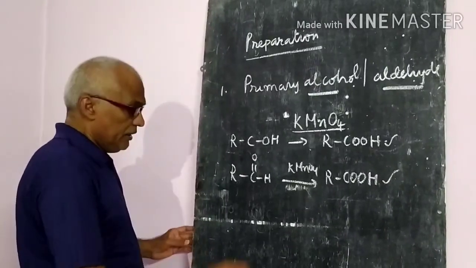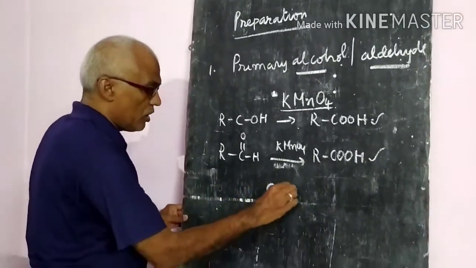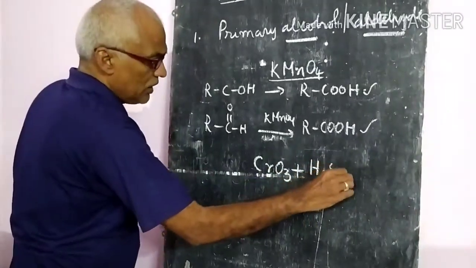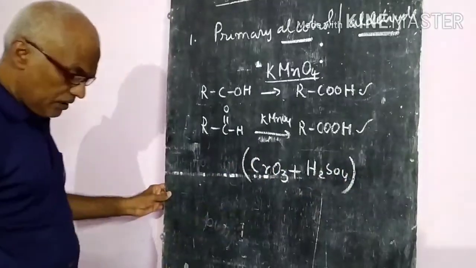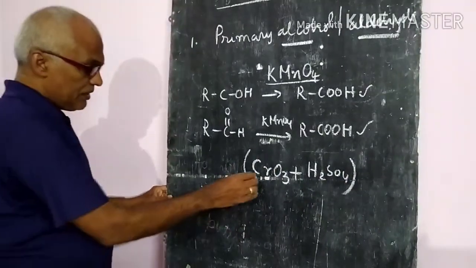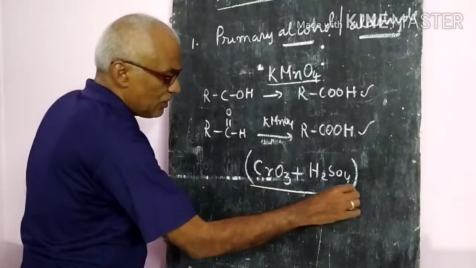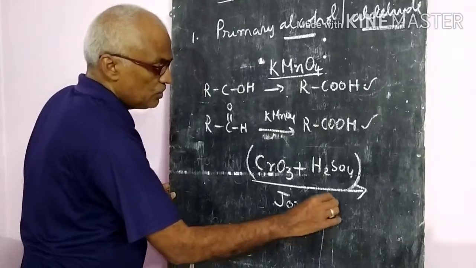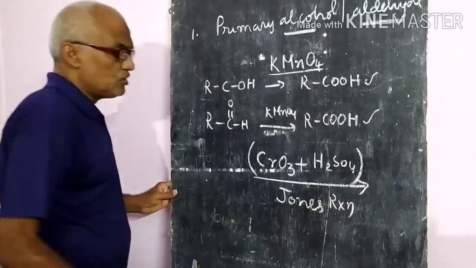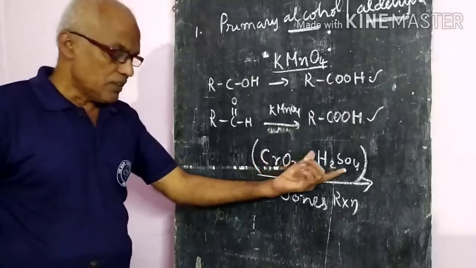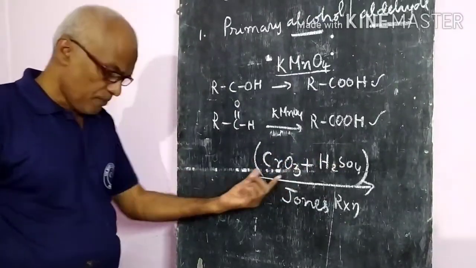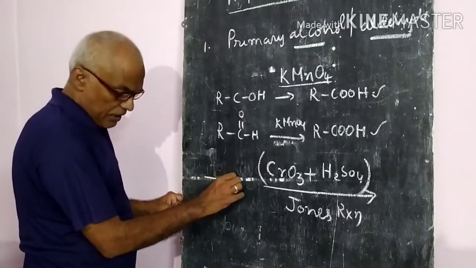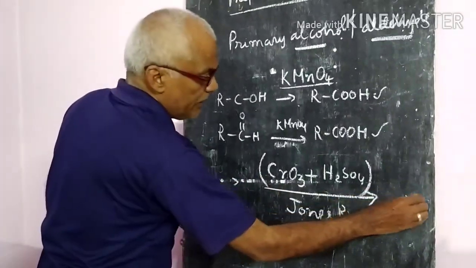That means in a mixture of chromic oxide plus H2SO4, that is, sulfuric acid, acidic chromic oxide, this reagent we call the Jones reagent, and this reaction we call the Jones reaction. Chromic oxide and sulfuric acid is also an oxidizing agent. So what will it give? The alcohols are converted into the corresponding acids.